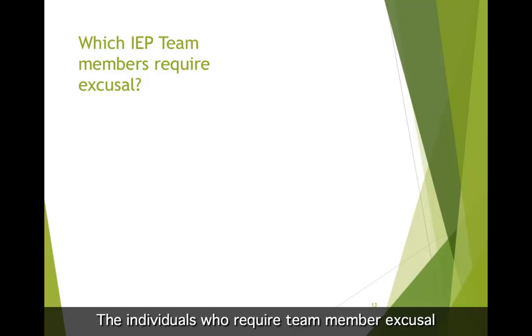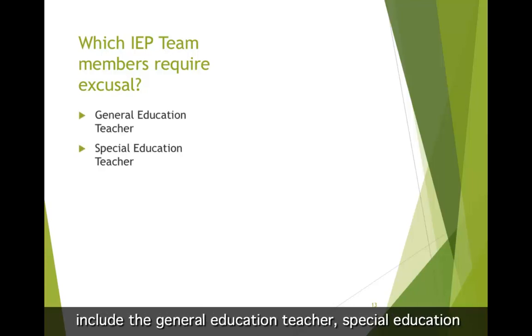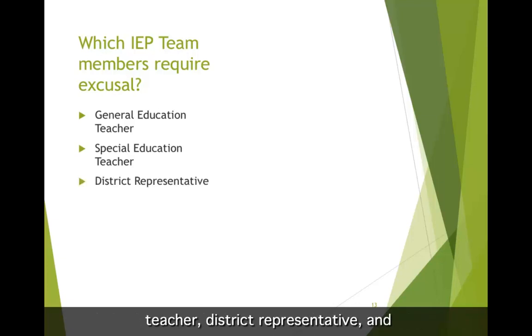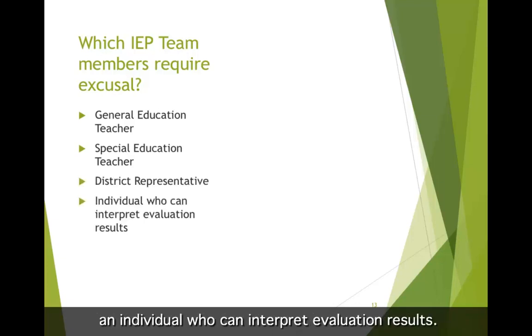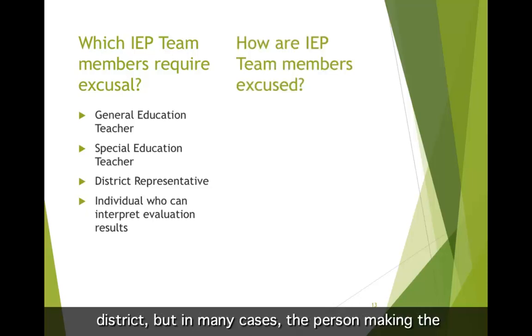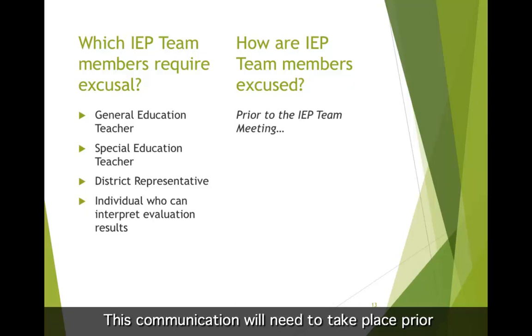The individuals who require team member excusal include the general education teacher, special education teacher, district representative, and individual who can interpret evaluation results. Check with your school team or district, but in many cases, the person making the contact with parents may be the case manager. This communication will need to take place prior to the IEP team meeting.